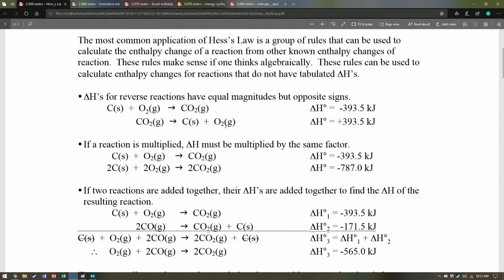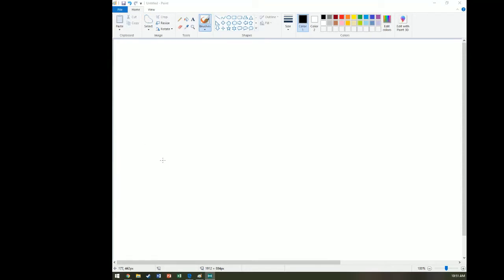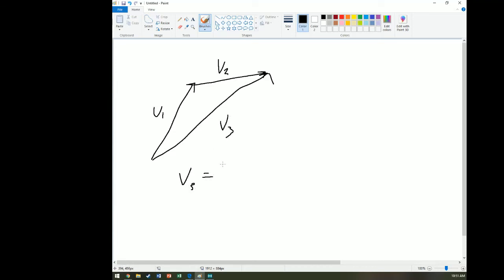But in essence, here, let me draw a picture. I think pictorially it'd be easier to demonstrate. Say you had vector 1, here's vector 2, and we know that the vector sum is something like that. Forgive me for not drawing, but V1, V2, and V3, and we know that V3 equals V1 plus V2, right? Because that's the net vector.